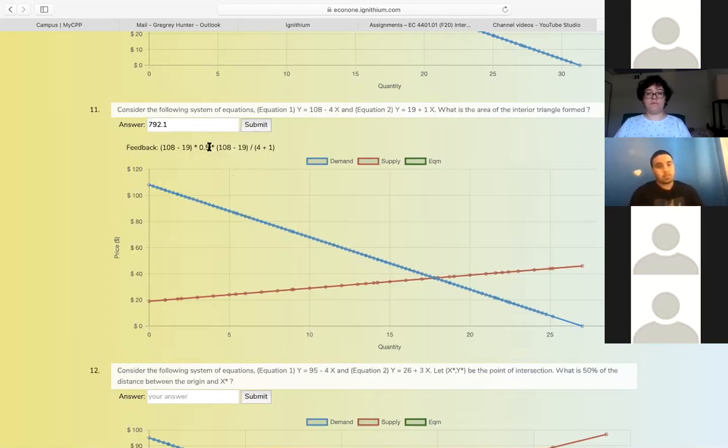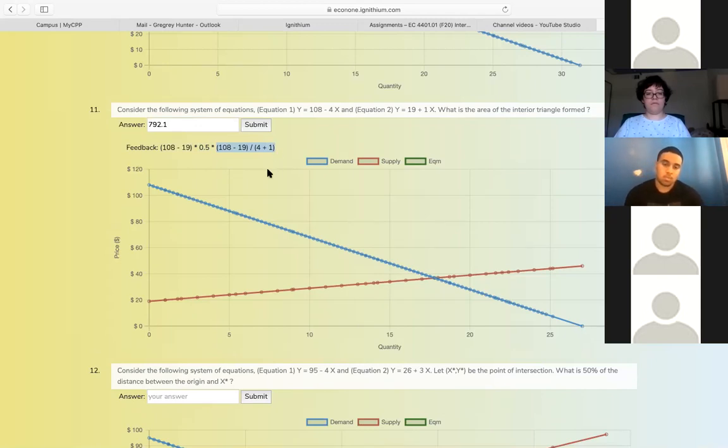Well, you can see here's the 1/2 here. And like I said, if you look at these formulas, you can figure it out. But here is exactly what you started out with, right? It's the base, 108 minus 19, times 1/2. And this is that X value we were working with.